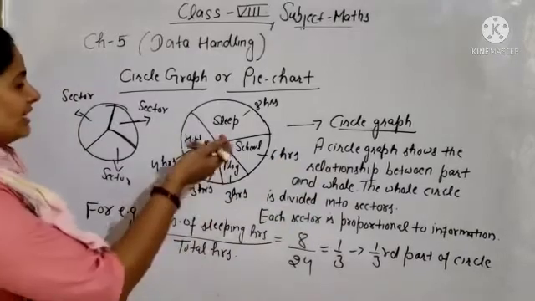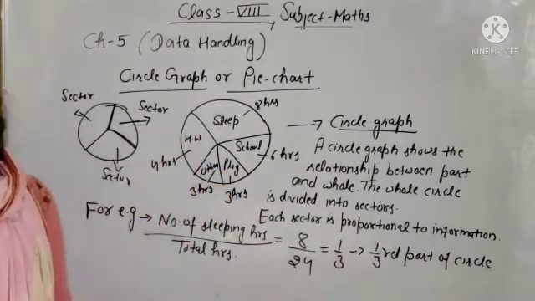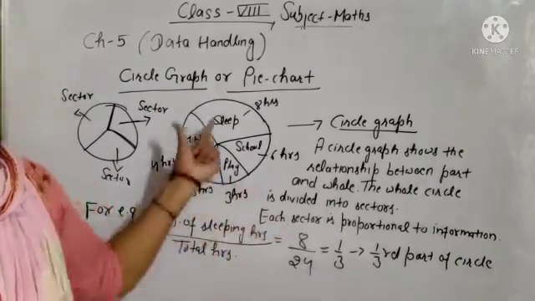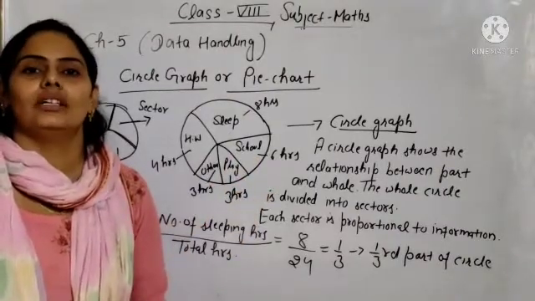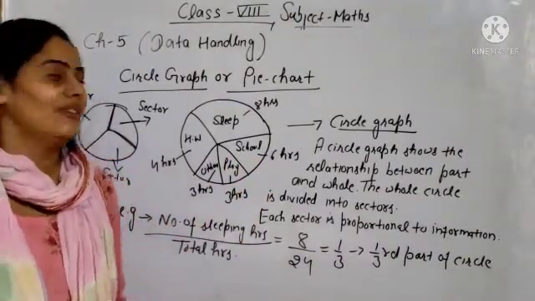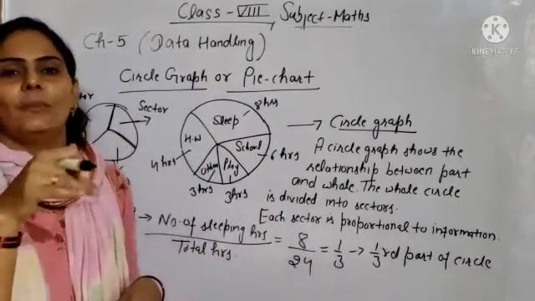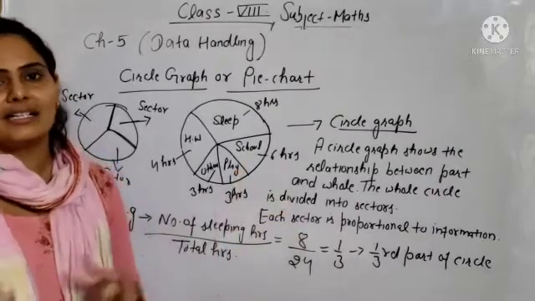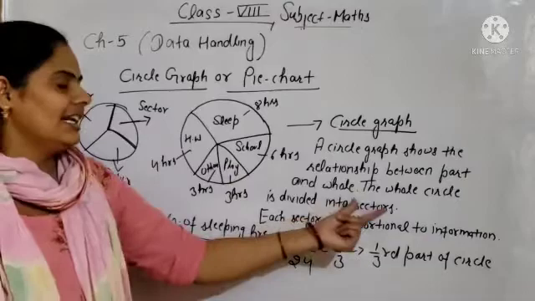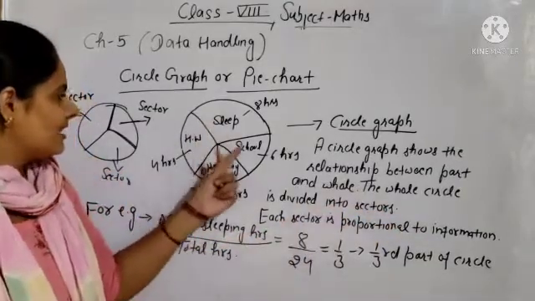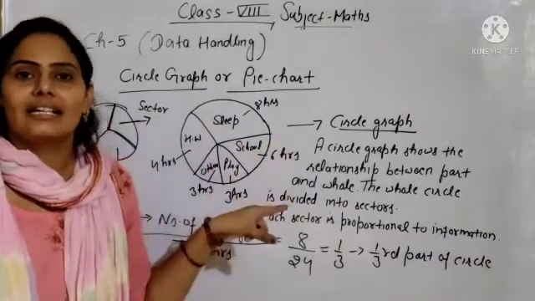And what are the sectors? These are the sectors: sleeping hours, schooling hours, playing hours, other hours, and homework hours. Each part is called a sector. And what is a circle graph? A circle graph shows the relationship between the whole, meaning the complete circle, and the parts. If you divide it into parts, it shows the relationship between the parts and the whole, and each part is called a sector. Clear? These are the sectors of the circle.